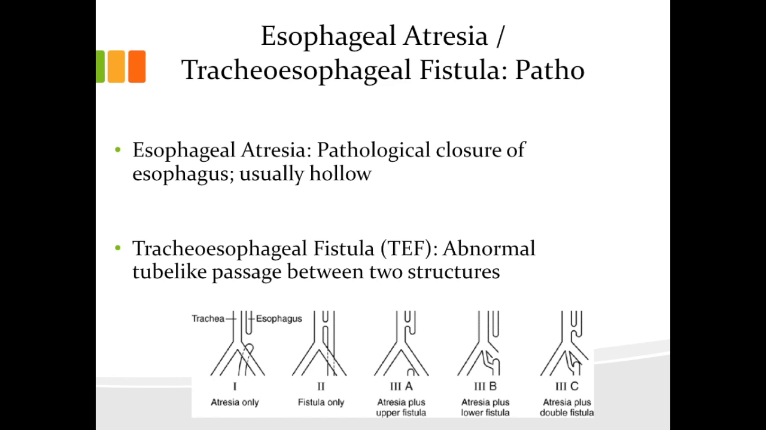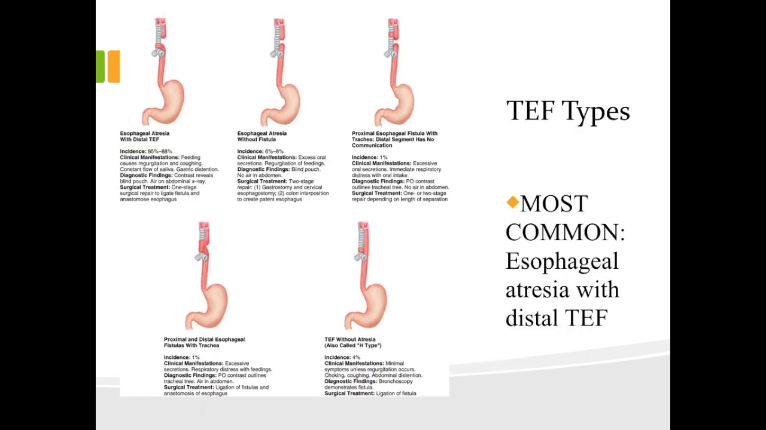Now we can also have a tracheoesophageal fistula along with that, and what happens here is the esophagus ends, but it connects partially to the trachea, and you can see on the bottom we have grade 1 all the way to 3C. Although it's really difficult to read the words, you can see a nice picture of the defect. The most common form is the atresia with a distal tracheoesophageal fistula. So the other half of the esophagus is connected to the trachea.